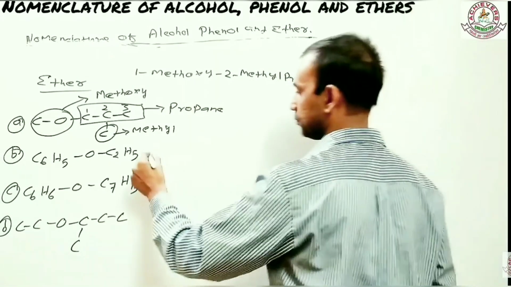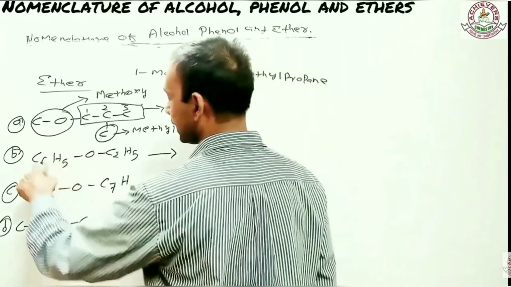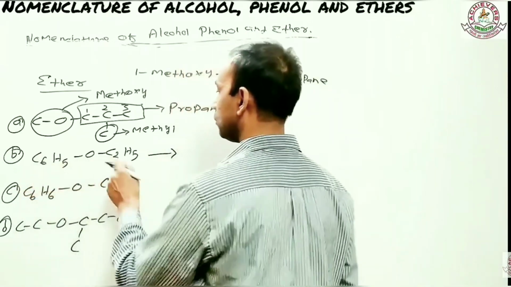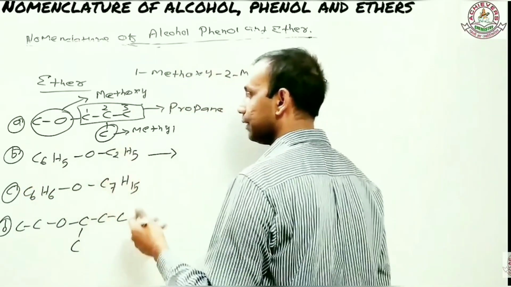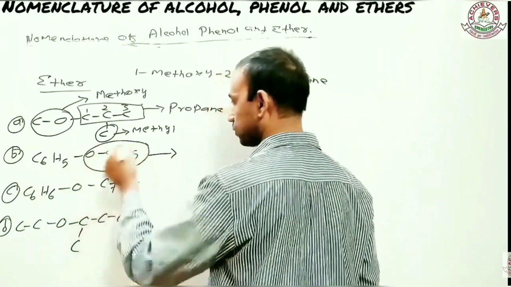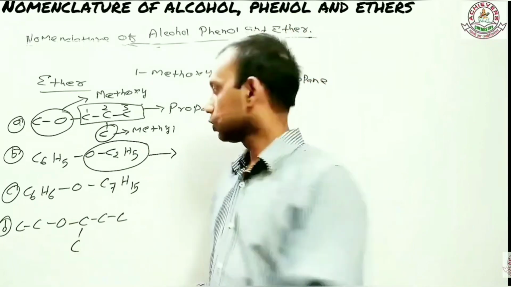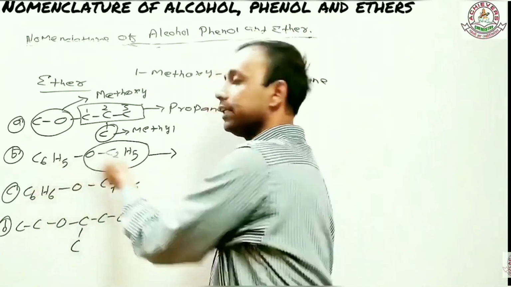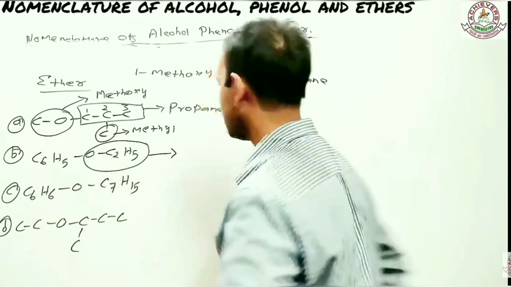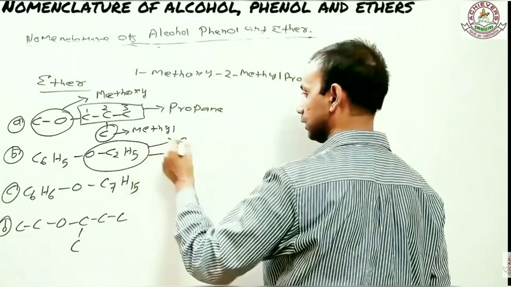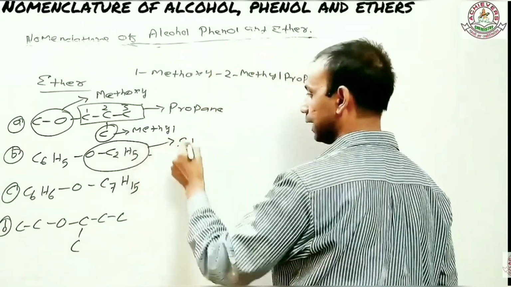Now try this one. What you see, there are 6 carbon here, and there are only 2 carbon. So as I said earlier, this will become ethoxy, because oxygen is included to the side where carbon is in the least number, right? So there are 2 and there are 6. So oxygen will be included in the least number of carbon. So this becomes ethoxy. Why is it ethoxy? Because it has 2 carbon.